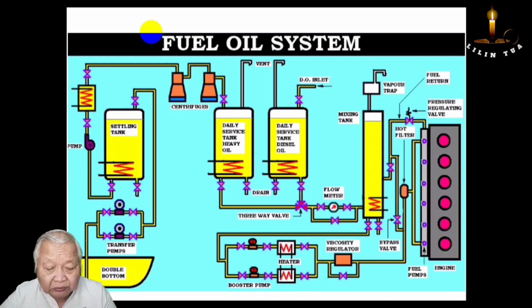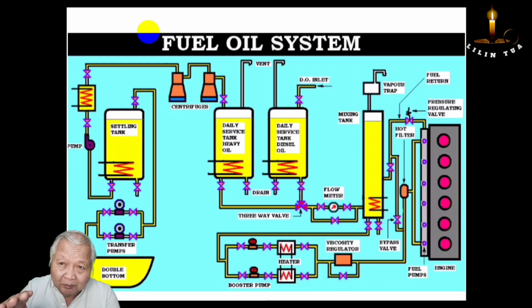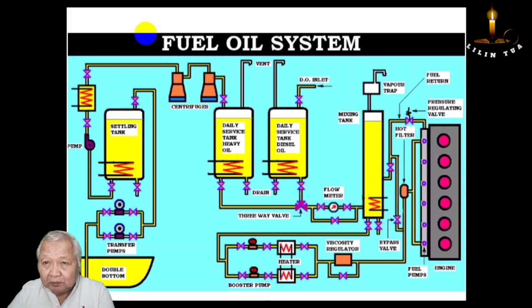This picture shows us the heater position for the fuel system. Fuel oil diagram, fuel oil system, starting from the double bottom fuel oil tank up to the heater of the fuel viscosity regulation installation before entering the high pressure pump.